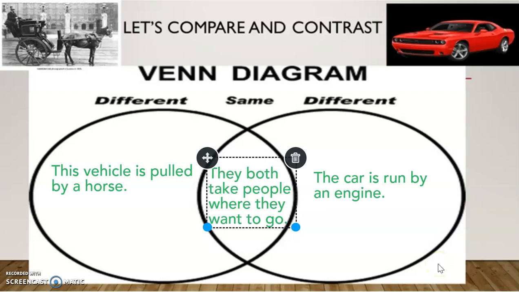Nice job. Let's see if we can see what we've got here. Let's get rid of this one. All right, so we said that the horse and buggy was different because it's pulled by a horse. The car is different from the horse and buggy because it's run by an engine. And they're both the same because they both take people where they want to go. I agree, boys and girls. Nice job.